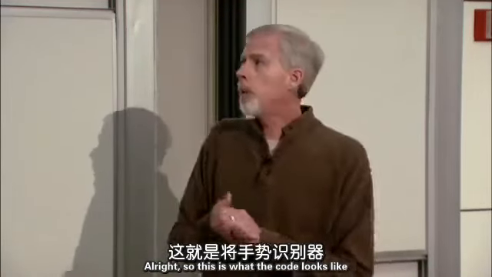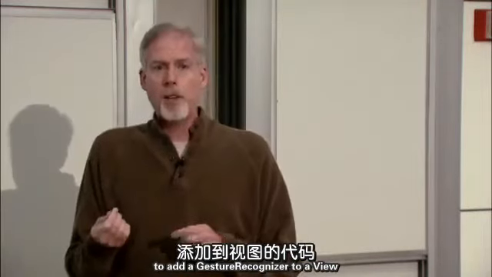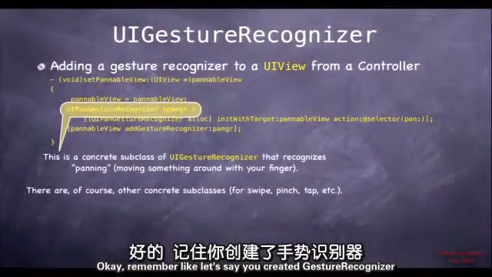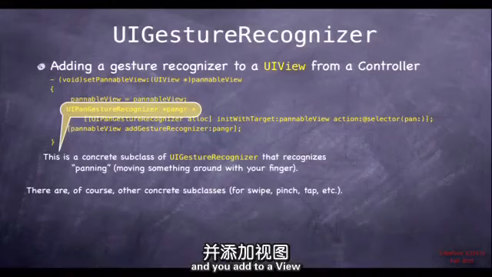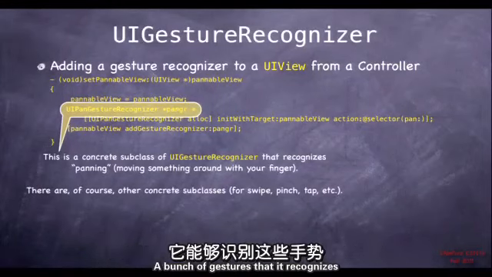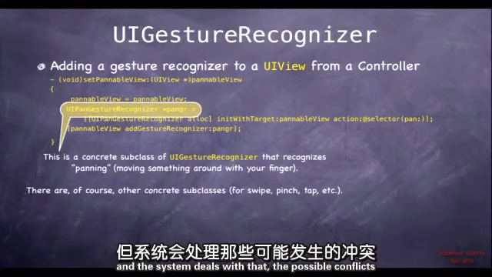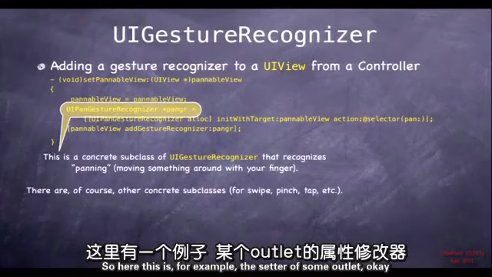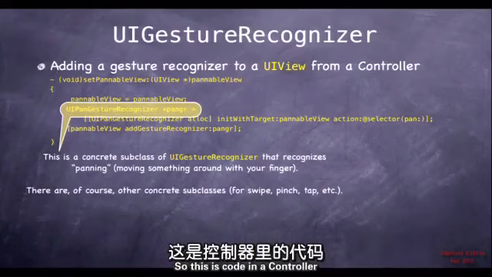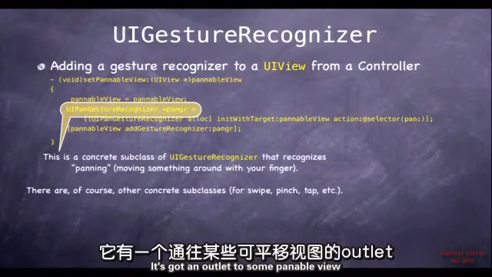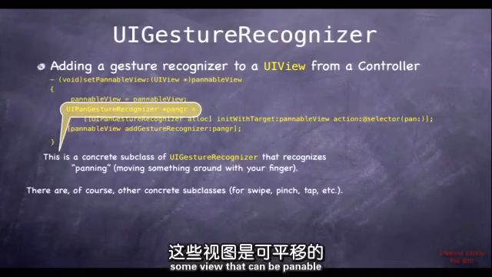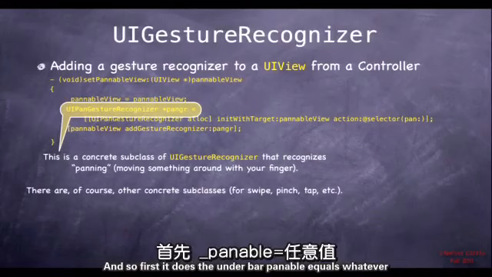All right, so this is what the code looks like to add a gesture recognizer to a view. Remember, you create a gesture recognizer, you add it to a view. A view has a list of them, a bunch of gestures that it recognizes. And yes, they might conflict, and the system deals with possible conflicts. So here, this is, for example, the setter of some outlet. I'm in my controller here, so this is code in a controller. It's got an outlet to some pannable view, some view that can be pannable. And so first it does the underbar pannable equals whatever.